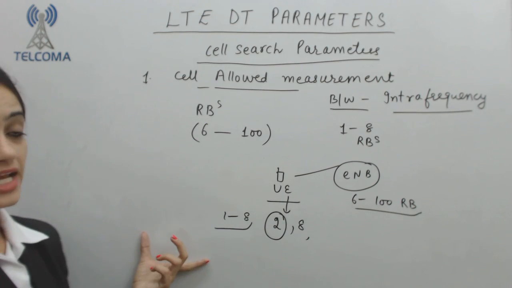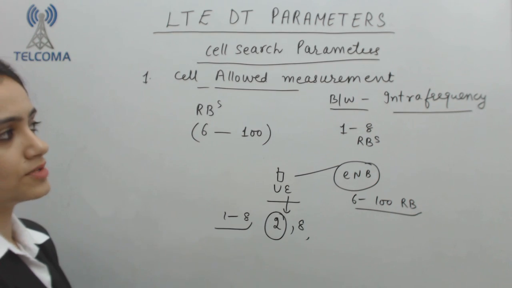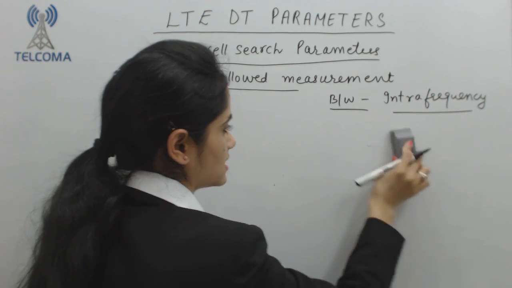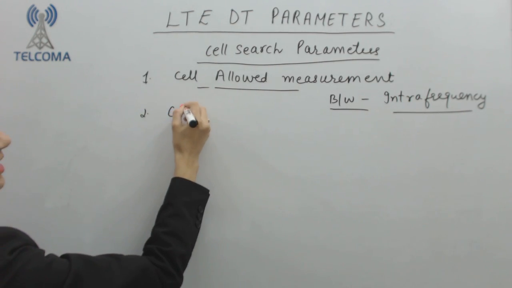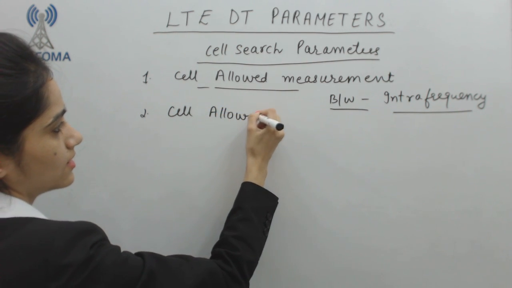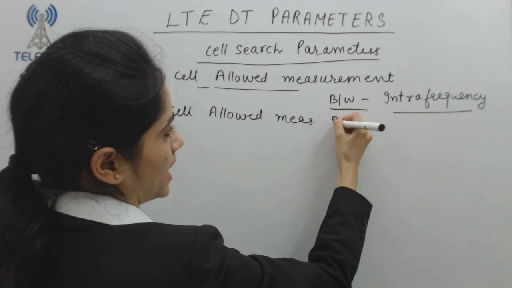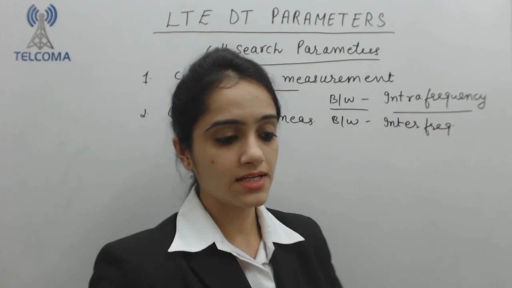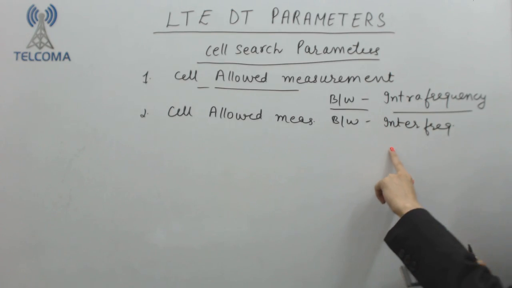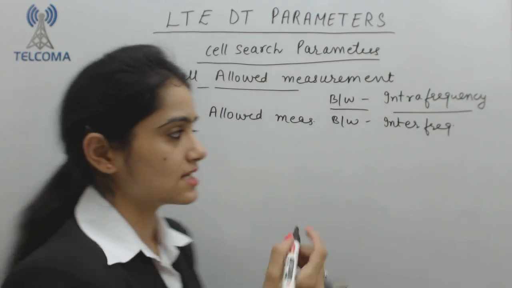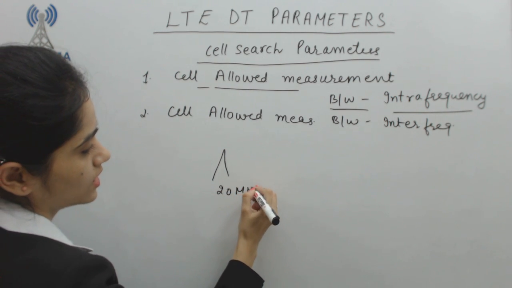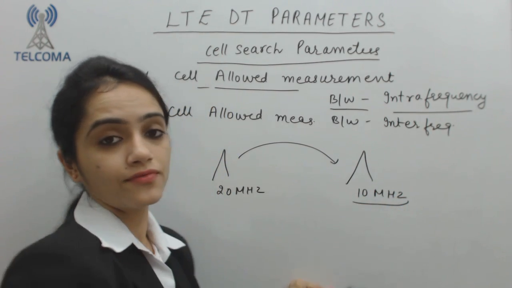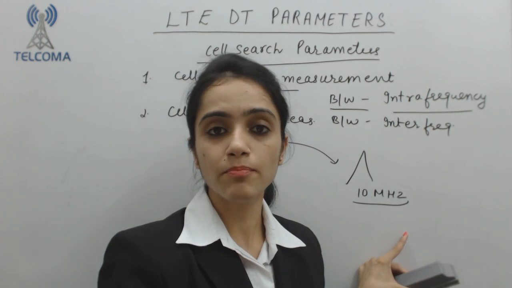So this is the very first parameter in the cell search procedure: cell allowed measurement bandwidth, intra-frequency. Now the next parameter is cell allowed measurement bandwidth, inter-frequency. This means going from one frequency to another. If in one cell we are getting 20 megahertz, but after handover we move to a cell that is giving only 10 megahertz, the number of resource blocks totally depends upon bandwidth.